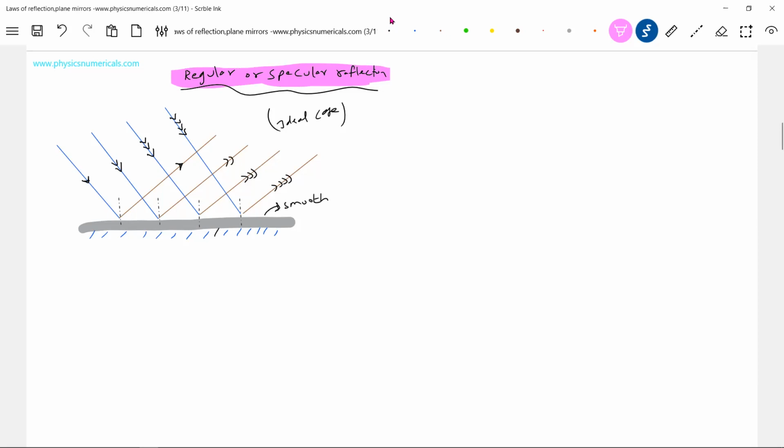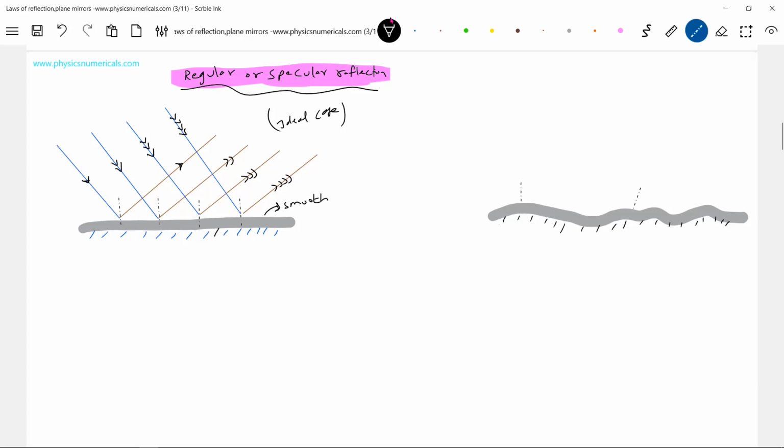All the concepts we build up from this. What practically takes place is irregular reflection. The surface usually will be rough. This will be the surface. Now let there be a normal here like this.